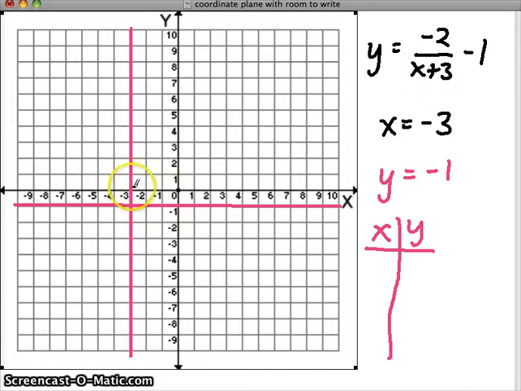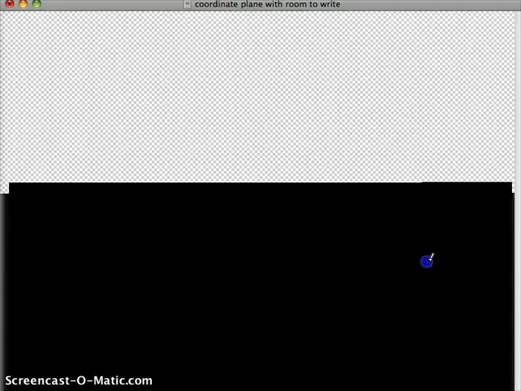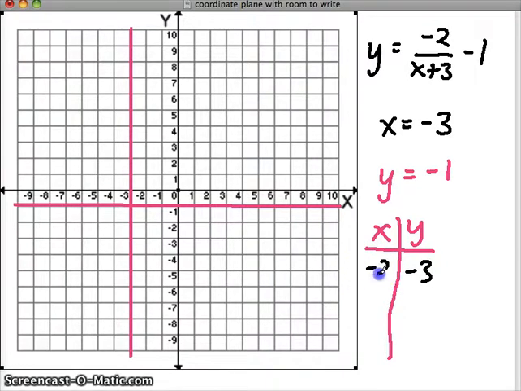So let's use an x value to the right of this vertical asymptote. So if I use -2, what happens? Well, -2 plus 3 is +1. -2 divided by +1 is -2. And -2 minus 1 is -3. So we used -2 and we got -3 out of it. So -2, -3. Let's try -1. If we use -1, we get a +2 on the bottom. -2 divided by +2 is a -1. -1 minus 1 is -2. So -1, -2.